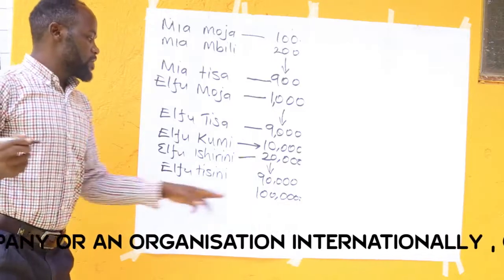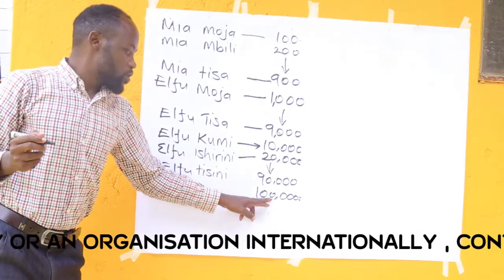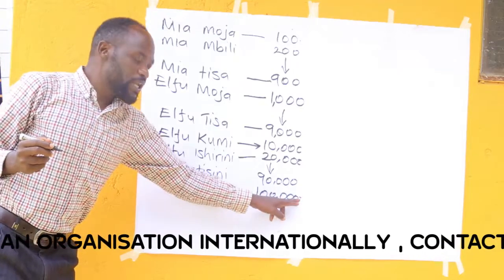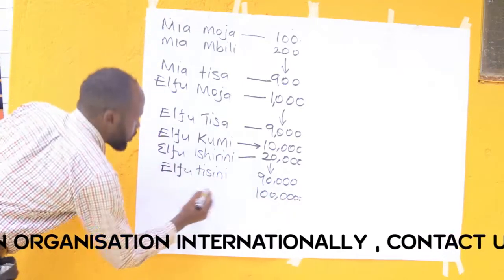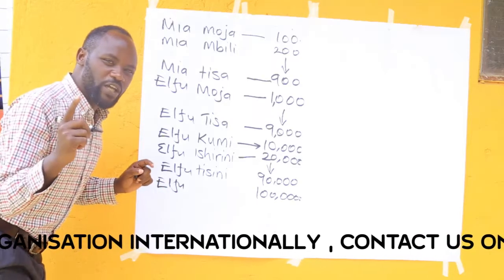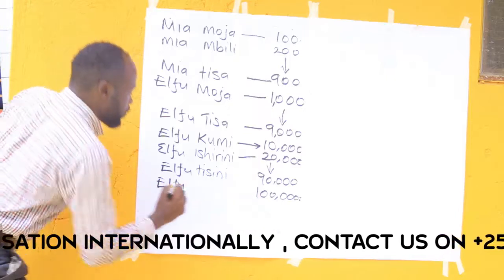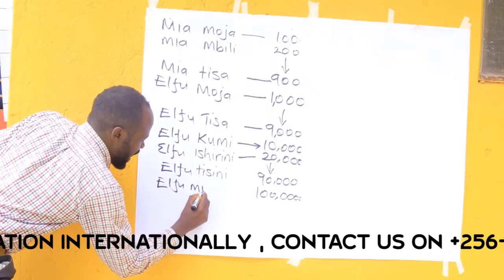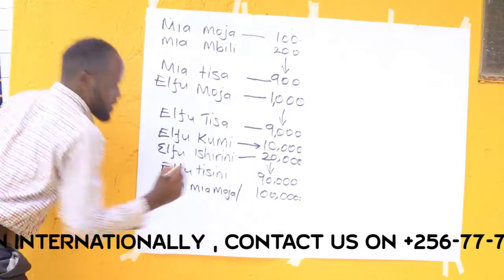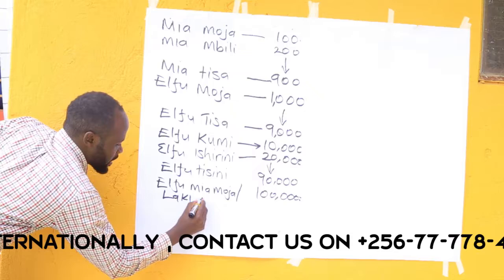A figure with 5 zeros. So this one, it is 100 with 3 zeros, we call it 100,000. So it is called elfu. Do you still remember how we call 100? It is mia. So since it is 1, it is mia moja. We call it elfu mia moja, or else it has another name, we call it laki moja.